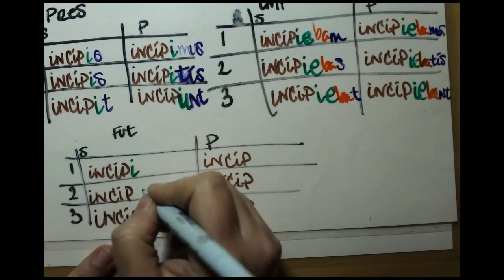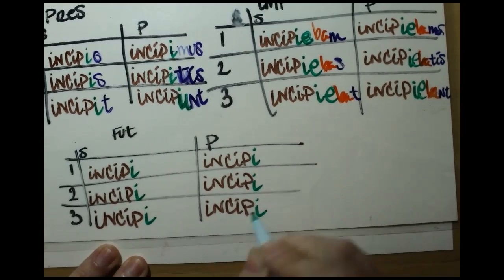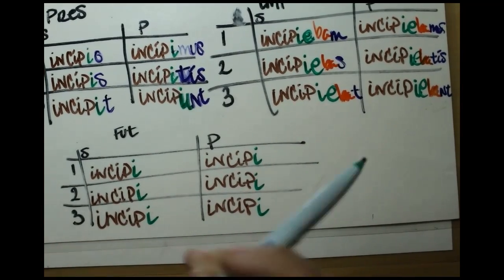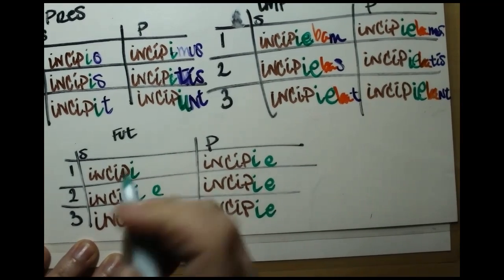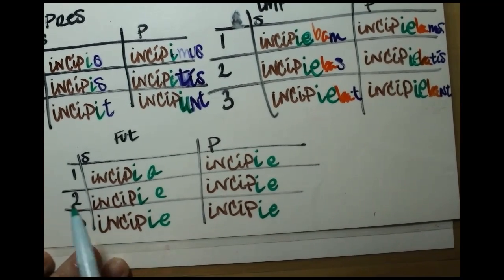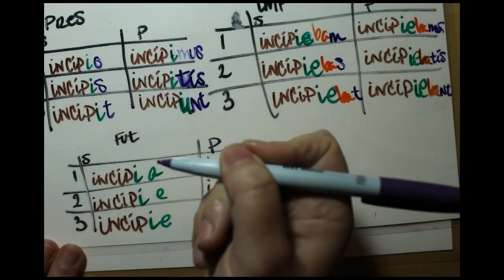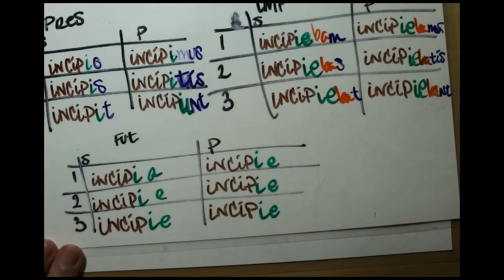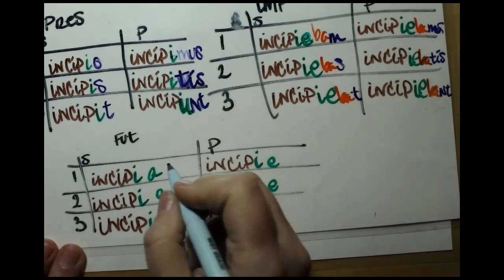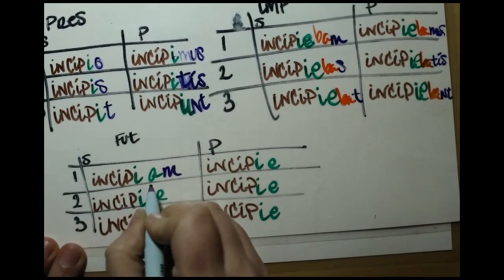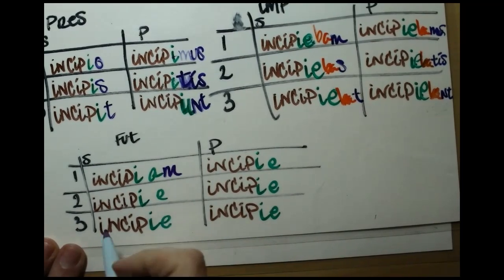Same thing, everything gets the I, and everything gets the E, except first person singular, which is going to get an A instead. And then you put in your personal endings. We're in third io, so there are no tense indicators for future. Only imperfect has a tense indicator. So incipiam, I will begin, I will start.